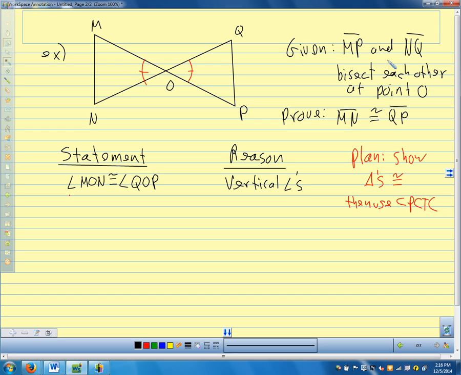Now let's look at our givens here. MP and NQ bisect each other. What does that tell us at point O? What does that tell us about this segment and this segment? They have to be the same length. That's what bisect means, right? So that's congruent to that. And NQ is bisected at point O as well. What does that tell us about these two? They're congruent. So there we mark those. That looks a little better. Now it looks like we can figure something out. So I'm going to say segment MO is congruent to segment OP, and segment NO is congruent to segment OQ. And what would be our reason there?